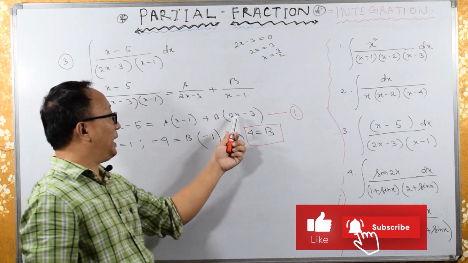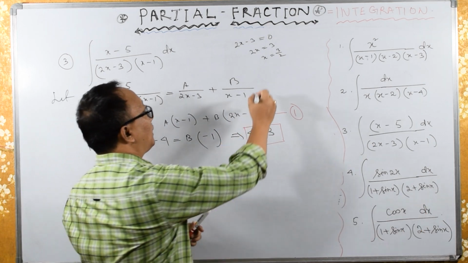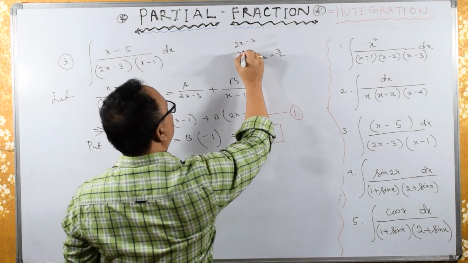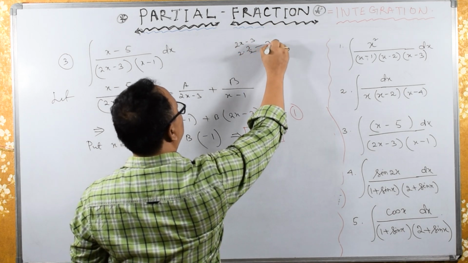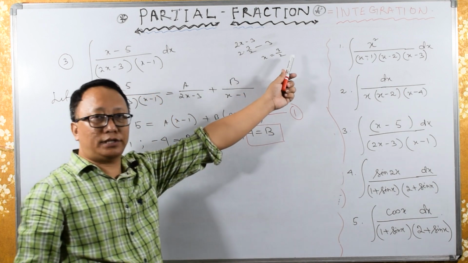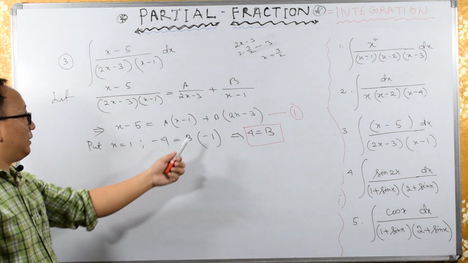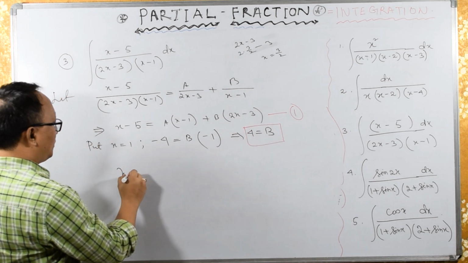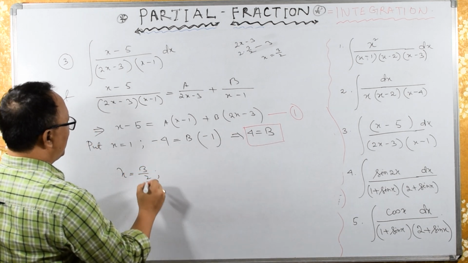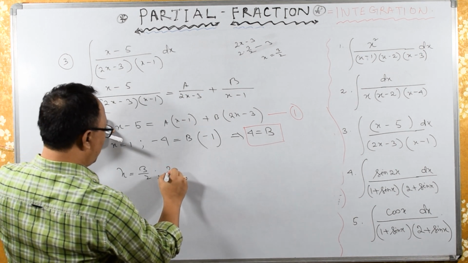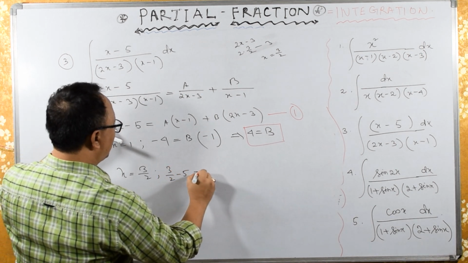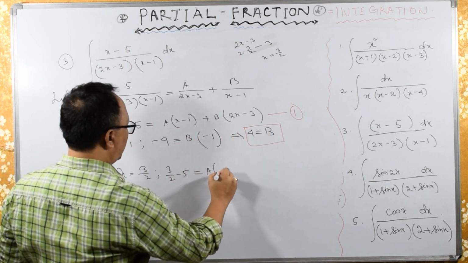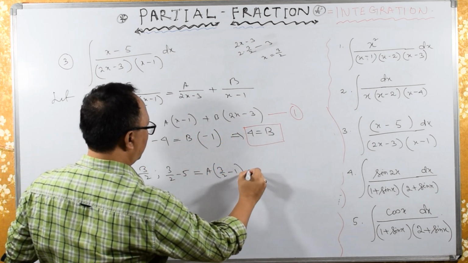Now if I substitute x equals 3 by 2 into 2x minus 3, the 2 gets cancelled, 3 minus 3 becomes 0. Therefore this term will be 0. So when x equals 3 by 2, 3 by 2 minus 5 equals a into 3 by 2 minus 1, since this term gets 0.